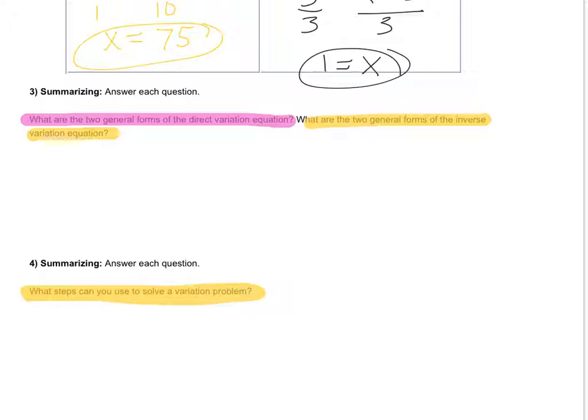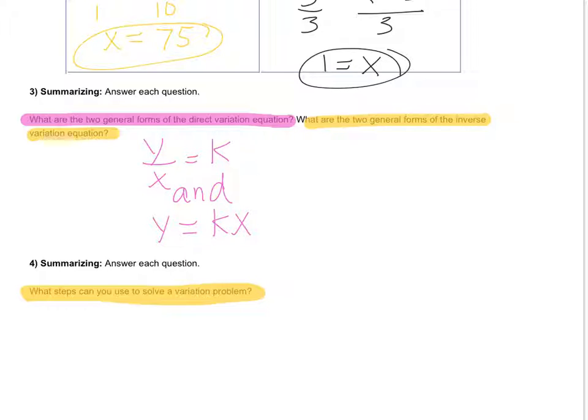And so here we go with a question. What are the two general forms of the direct variation equation? I'm going to write them in purple since that's direct variation. So y divided by x equals k. And also you can write it, if you solve for y, which is always your output, y is equal to k times x. They just went ahead and cross multiplied that first one.